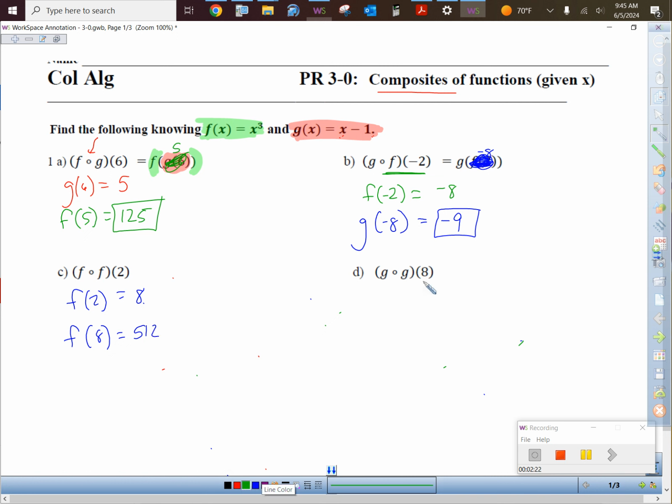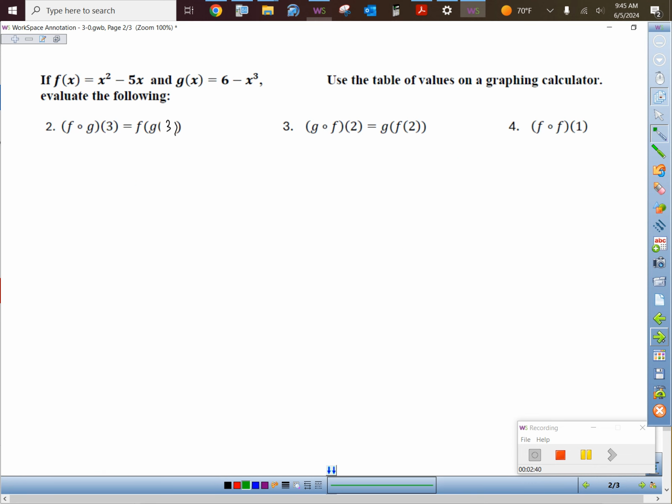Same thing with g of g of 8, where the first thing you do is find g of 8. So g of 8 is 8 minus 1, which is 7. And then you've got to do it again. You put that result back into the g function because that's what you're being asked to do, and you get g of 6. I did all of that with actual algebra. You can use your graphing calculator to do these as well when things get crazy.